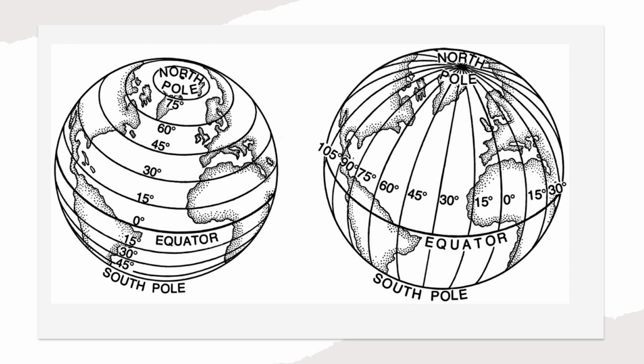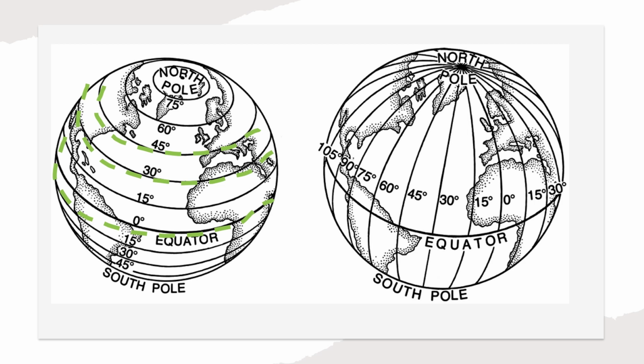The equator is an imaginary circle equidistant from the North and South poles. The equator is at 0 degrees as shown on the illustrated globe. The lines parallel to the equator running east to west are lines of latitude and are used to measure the degrees of latitude north or south of the equator.